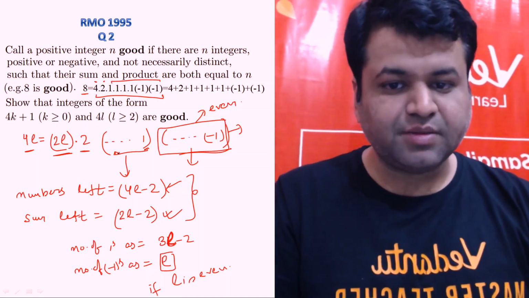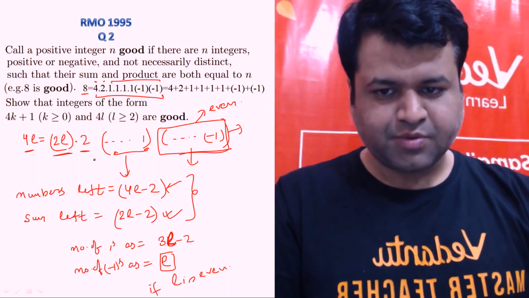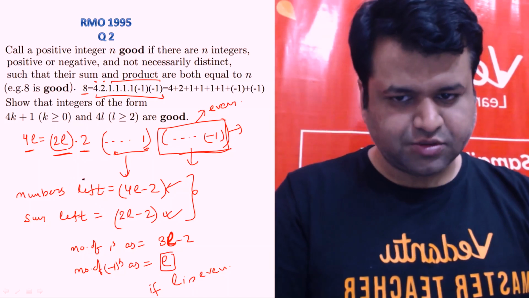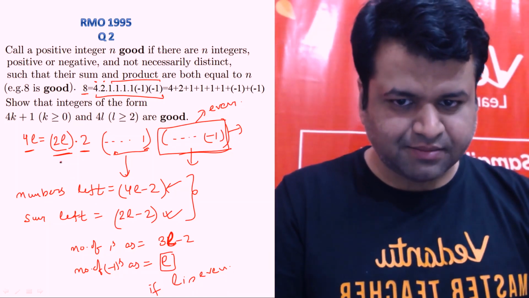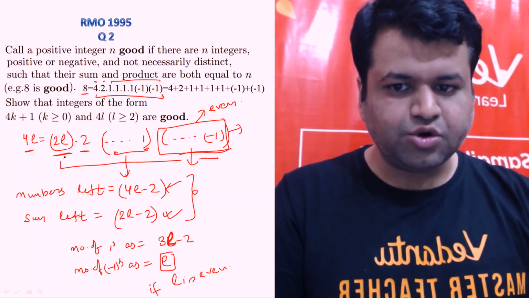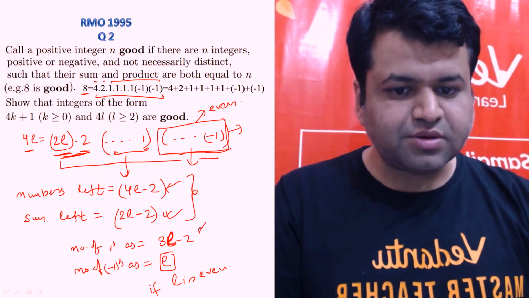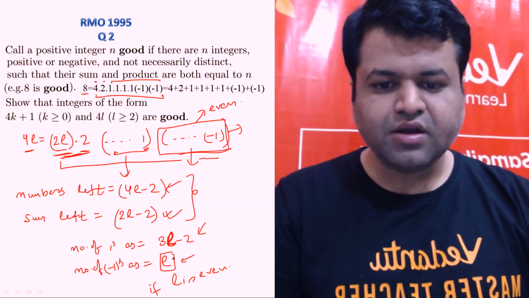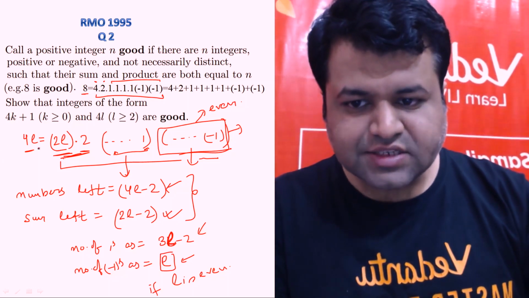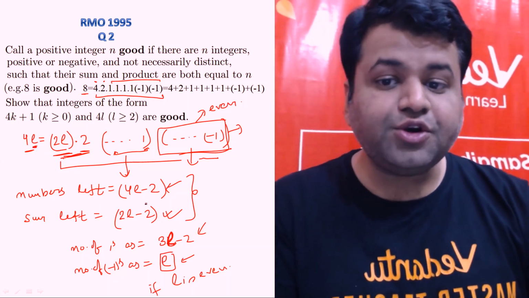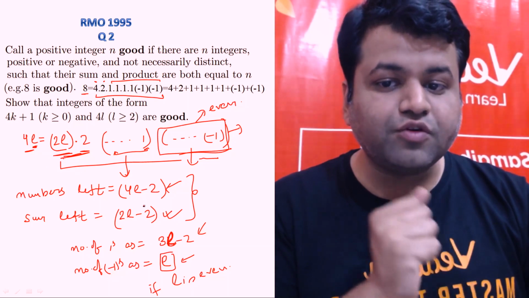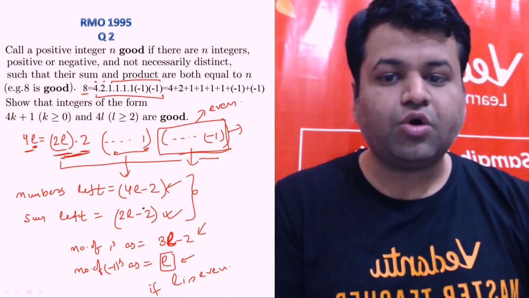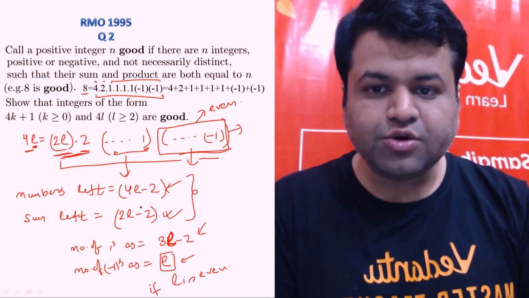And hence the product will be positive, and the product will obviously be 4L, and the sum will also be 4L. These numbers are also 4L in count: 3L minus 2 numbers are 1s, and L numbers are minus 1s. So if L is even, we are done, right? Now we need to prove only one thing: what if L is odd? This is what we need to prove.